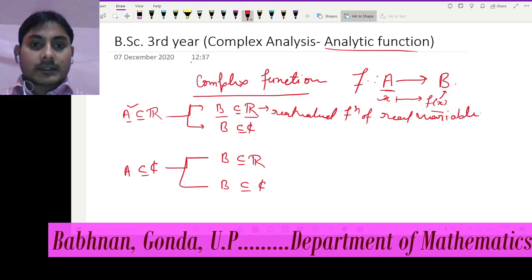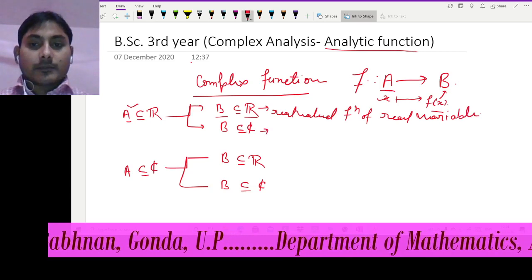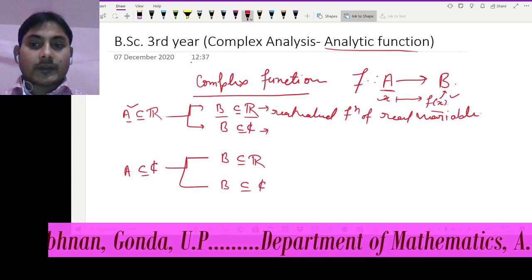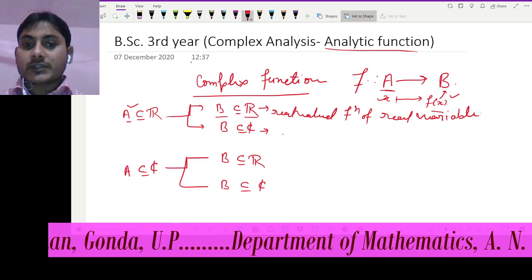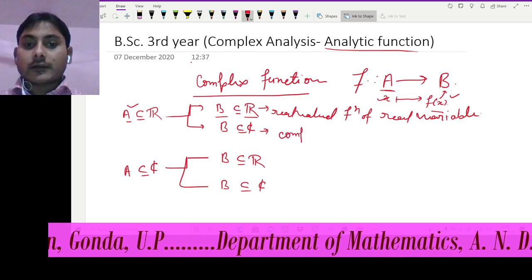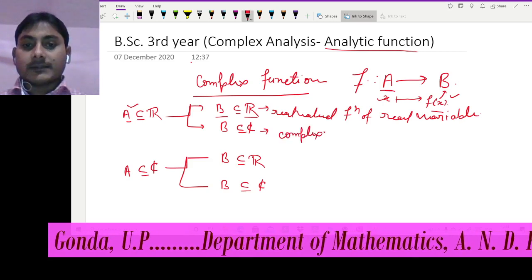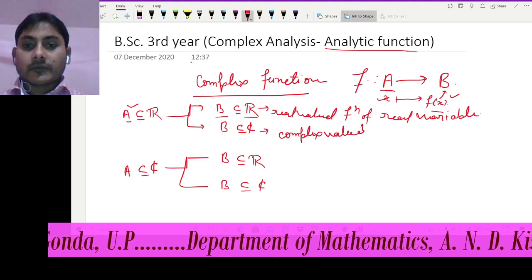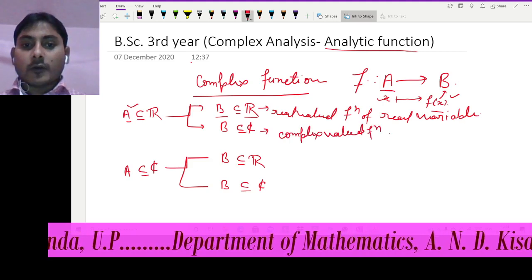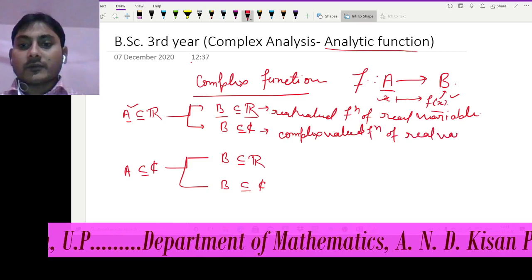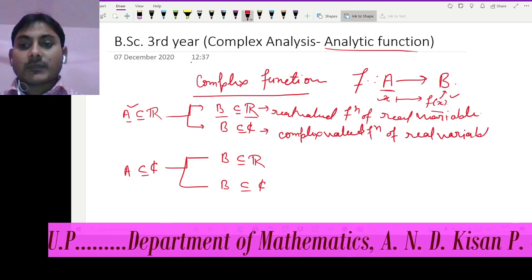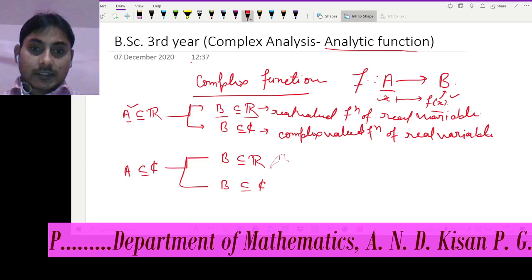And in the second one, because the values f of x are coming from complex numbers, we say it is a complex valued function of a real variable.